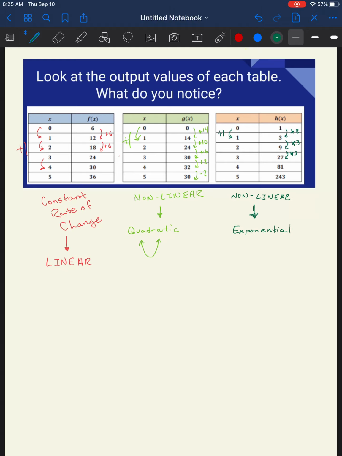That's where you are multiplying or dividing by the same number. And that graph will look something like that, meaning it's getting bigger and bigger really, really quick. We'll talk more in depth about those later, but it is worth looking at right now. So you can go on to the next slide, and I'll see you then.